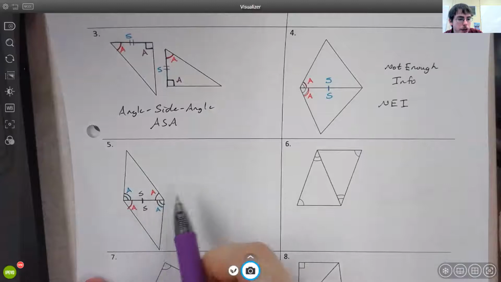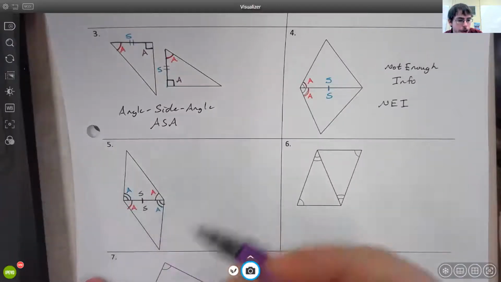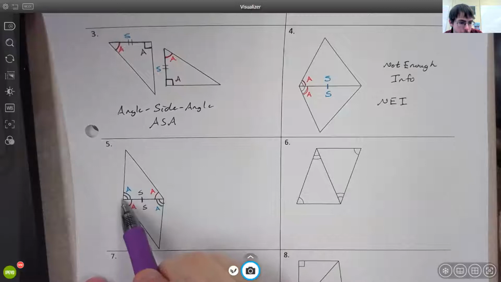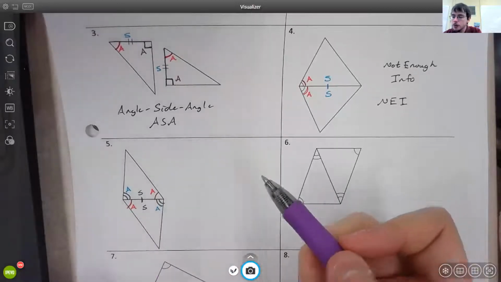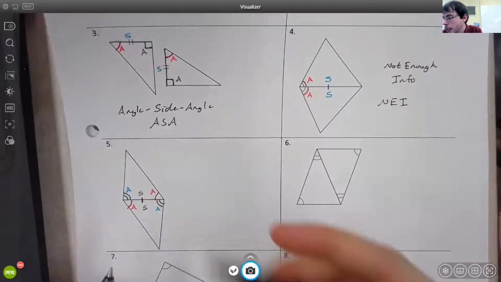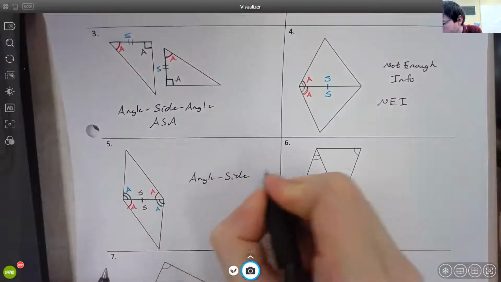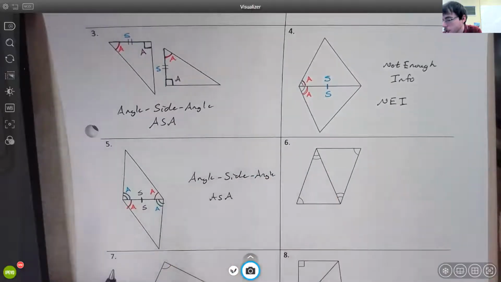Those 1 pair of congruent sides, are they between the 2 angles? Are they outside of it, or is there not enough information? Well, we see that the sides are between the 2 angles for each one. Notice how that side touches both of the angles for both of the triangles. So that means that we have angle, side, angle, or ASA for this one.